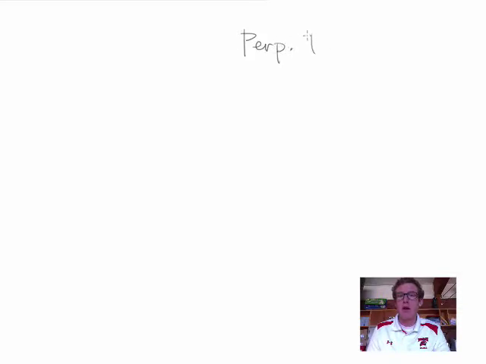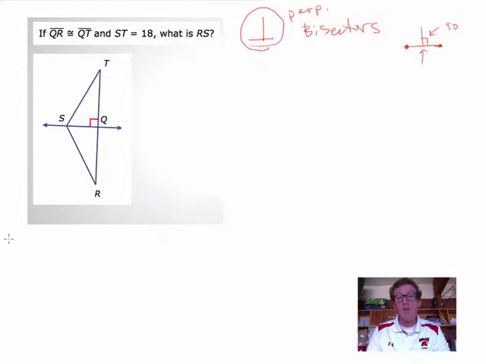A perpendicular bisector is something that runs into a line perpendicular, so that's 90 degrees, and the bisector part means that if this is my line segment, I'm going to bisect it perfectly, in other words split it in half. The angle there is 90 degrees, and these two lengths are the same.